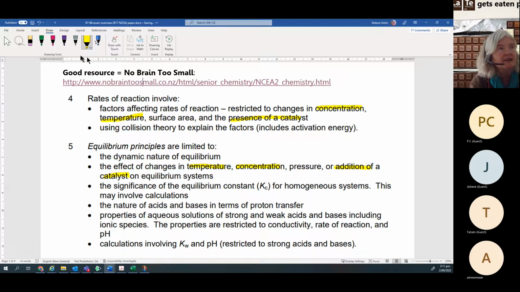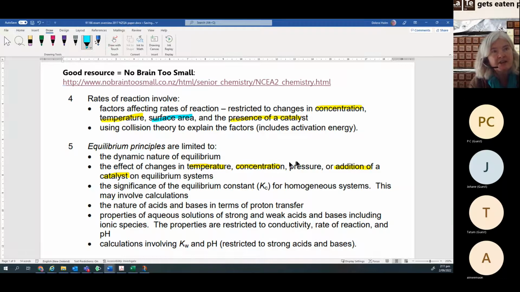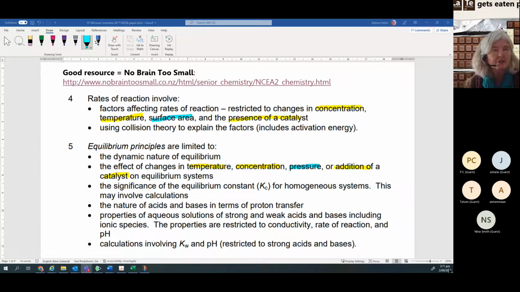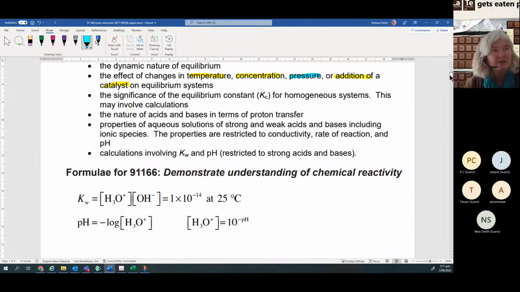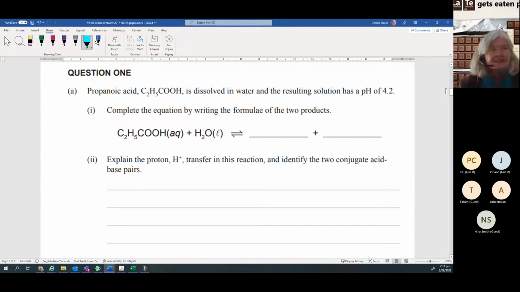And then you've got a new one here, I'll just change this color, surface area, that you've got to explain for rates, and then pressure. So when you do pressure, it's the same sort of ideas as concentration. Right, so that's the main thing to be aware of when you're looking at the rates versus equilibrium. So let's look at these by going through a past paper, and as I go through it, I'll be saying those key things. So this is from the 2017 paper, if you want to look it up later.